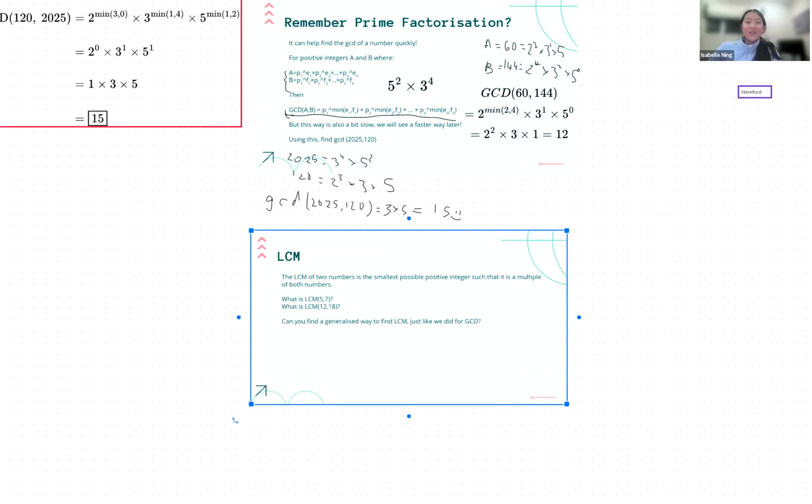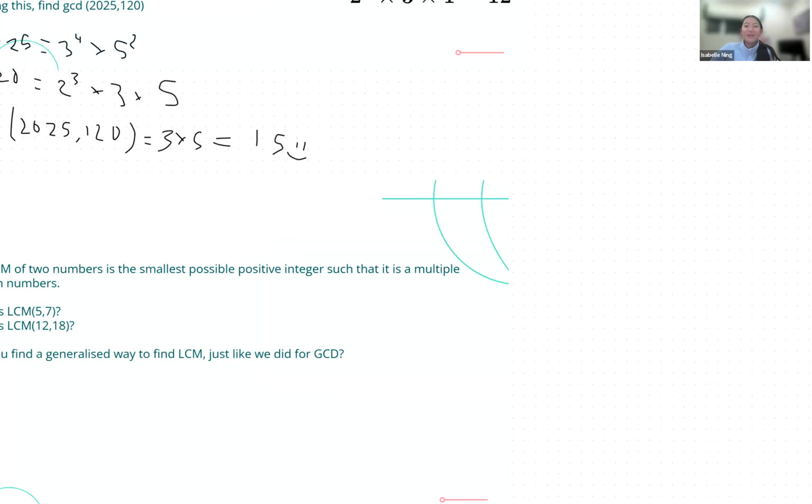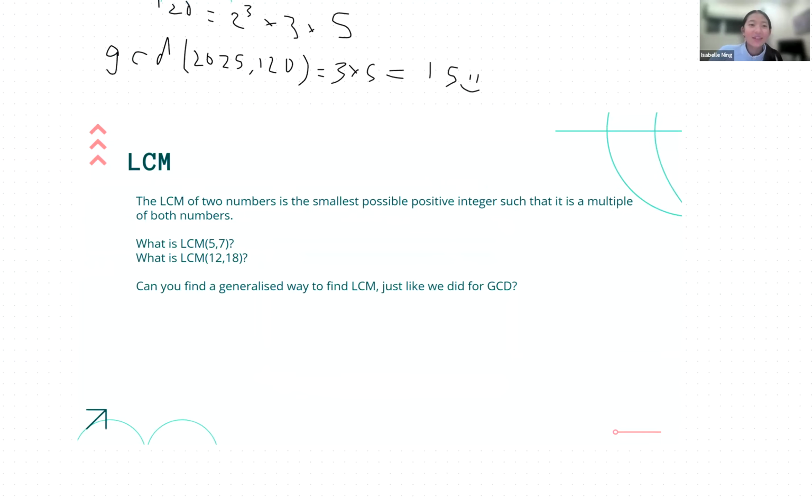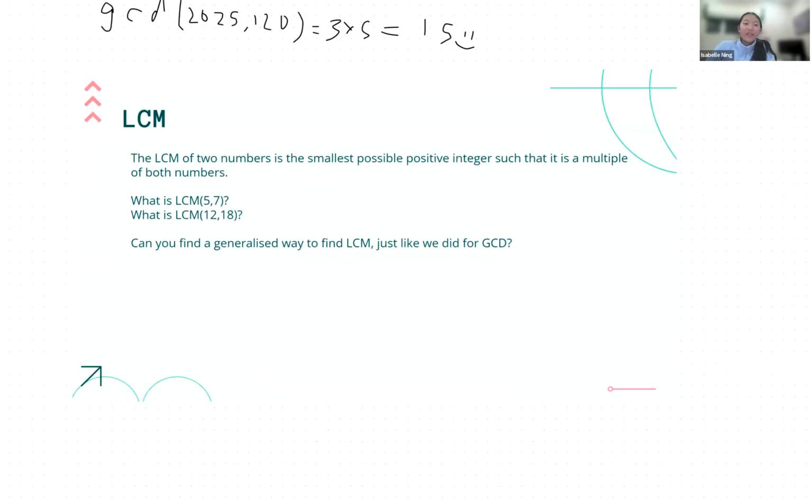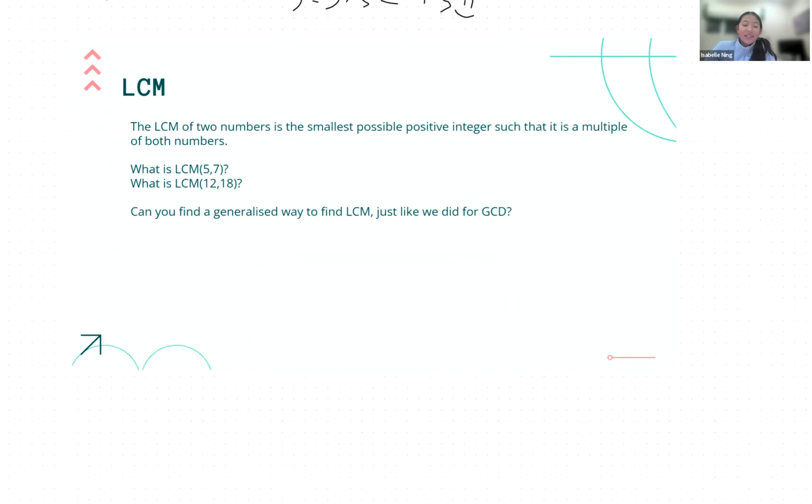Okay, now for lowest common multiple, it's very similar to greatest common divisor, and it's just the smallest positive integer such that both the integers are divisors of it. So here are a few warm-ups. I'll give you guys 5 minutes to attempt all of them.